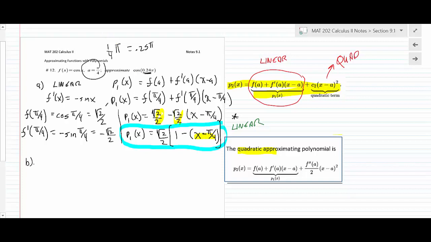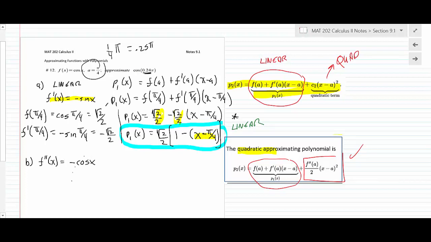Part B, we're now going to go on to the quadratic approximation. So again, we're doing this whole entire formula right here. We've already got this done. That's done. This is the new thing that we need to do, that quadratic term right there. So really what do we need to do? We need to do the second derivative of cosine x. The first derivative was negative sine x, so the next derivative would be what? Negative cosine x, right. The negative comes down, that's a constant, and then the derivative of the sine is the cosine like that.